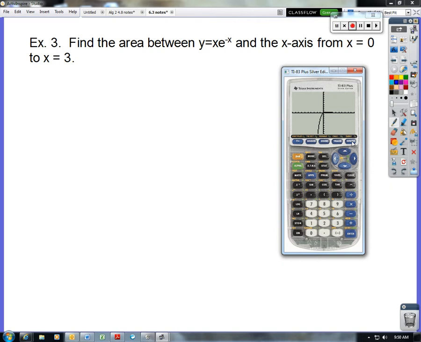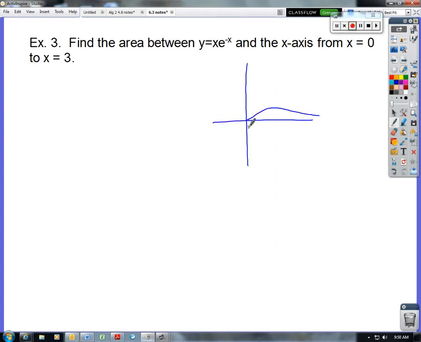Between 0 and 3, I'm going to change my window to go from 0 to 3. And I need to change my y so it's not so big. Oh, here, we'll do negative 1 to 2. All right. Find the area between that graph and the x-axis from 0 to 3. So we're finding this area right here. So everything's positive, so I can just set up an integral from 0 to 3 of the function x e to the negative x dx. So it's all set up beautifully.